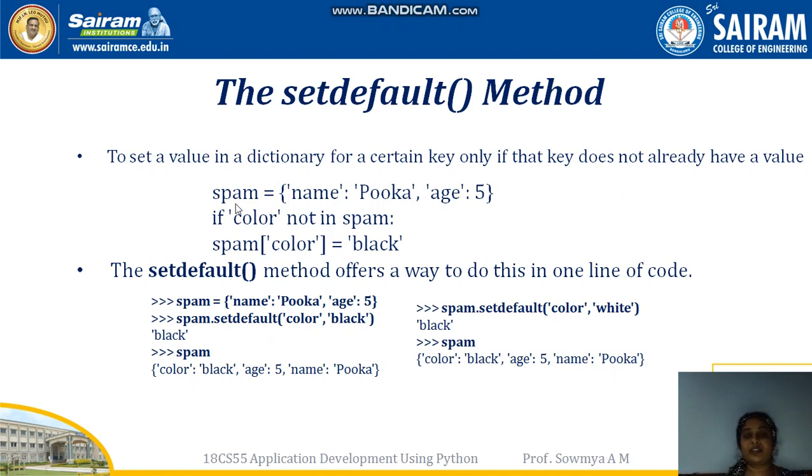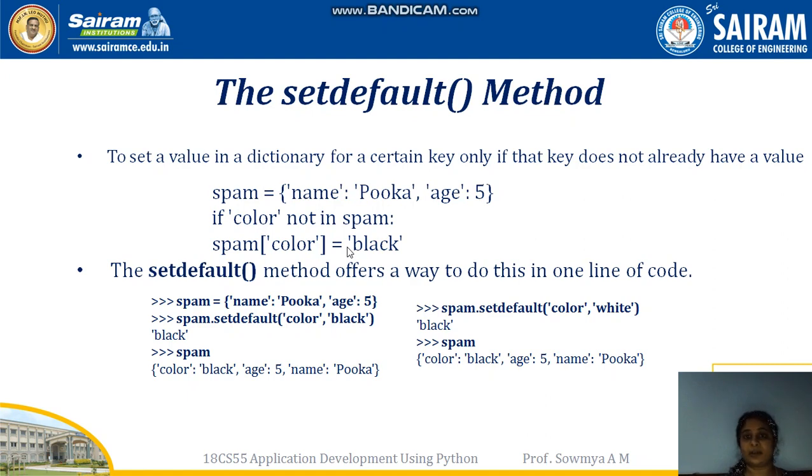So if we take the spam dictionary with name Pooka and age 5, if color is not in spam, you have to update spam['color'] = 'black'. Means you are checking whether the color is present in the dictionary or not. If not present, then you are updating it. But what if the color is present? Then this approach doesn't work.